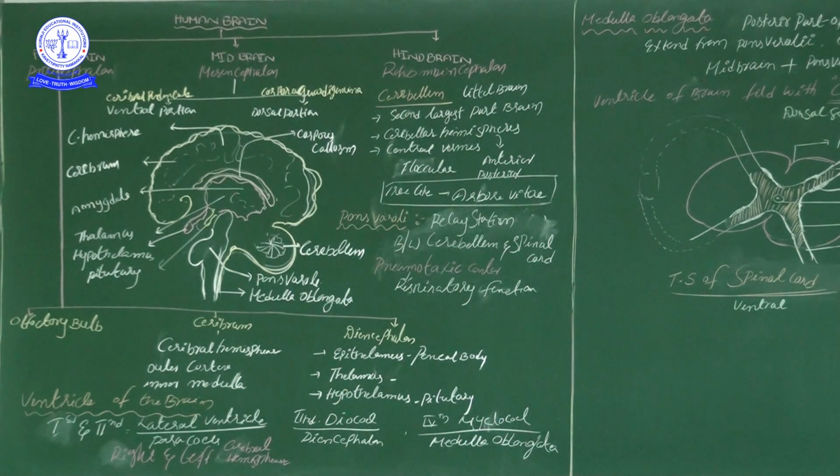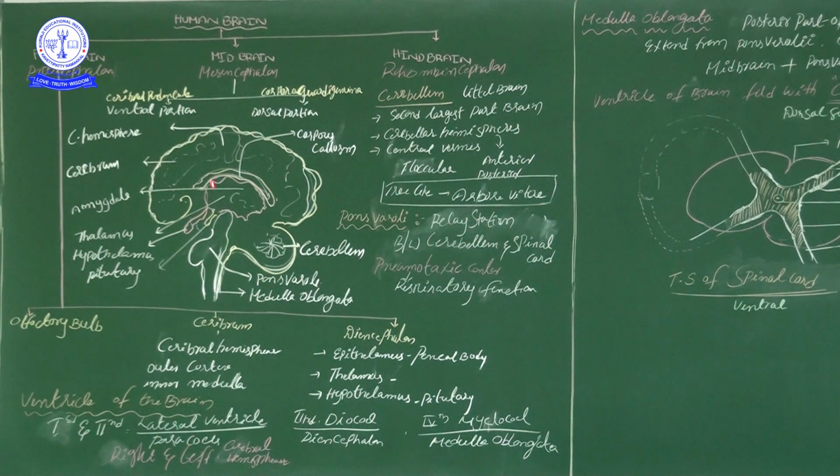Cerebral peduncles. These cerebral peduncles are located between the cerebral hemispheres and the pons. Basically, if you see in this diagram, this is the forebrain part, this is the hindbrain part, this is the midbrain part.